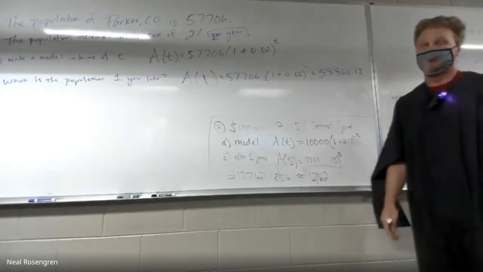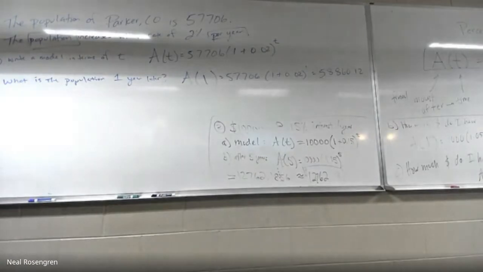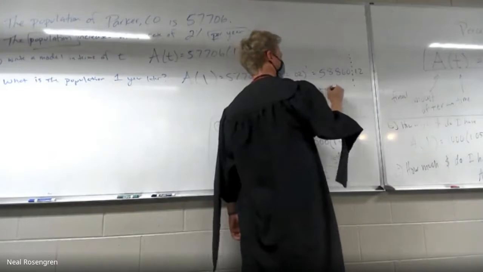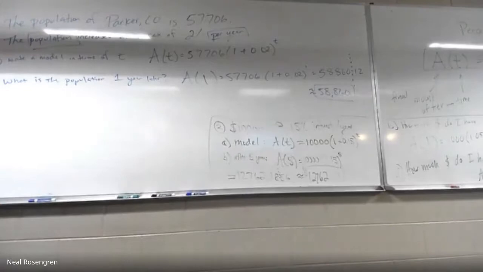We talking about money? These are people. What do you think would be a reasonable spot to round to? 2 decimal places, 1 decimal place? These are living people. Whole numbers only. If we're talking about things that are alive, rounding to decimals doesn't make any sense. We are going to round to the nearest whole number, 58,860. Have half a person? Come on. And there we go.